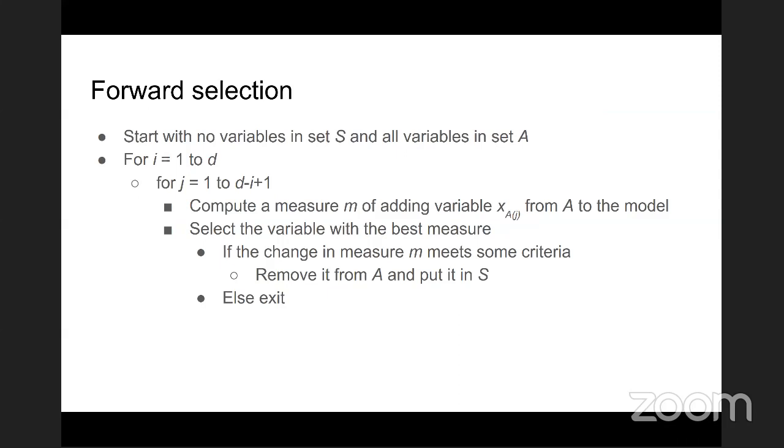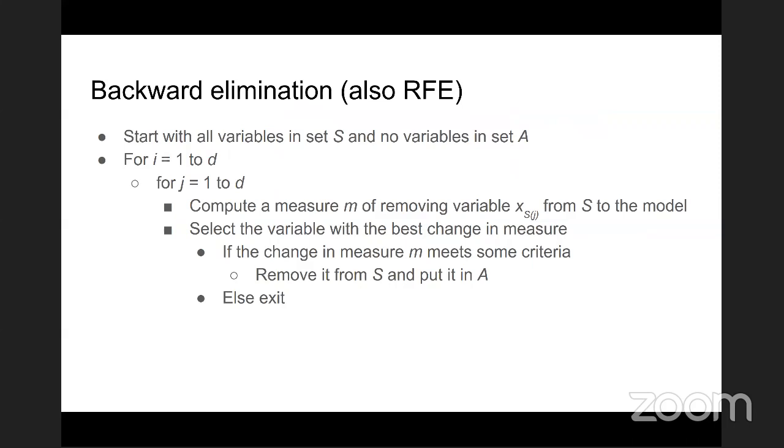In some sense, some of these flaws are countered by backward elimination, which is the reverse of this, also called recursive feature elimination. Here you start with all variables in set S and you eliminate one variable at a time, seeing the one that least affects the model, or even improves the model. You eliminate that variable from S and put it in A. It's the reverse of forward selection. It is backward elimination. And you keep doing that until your model does not improve, or it degrades too much.